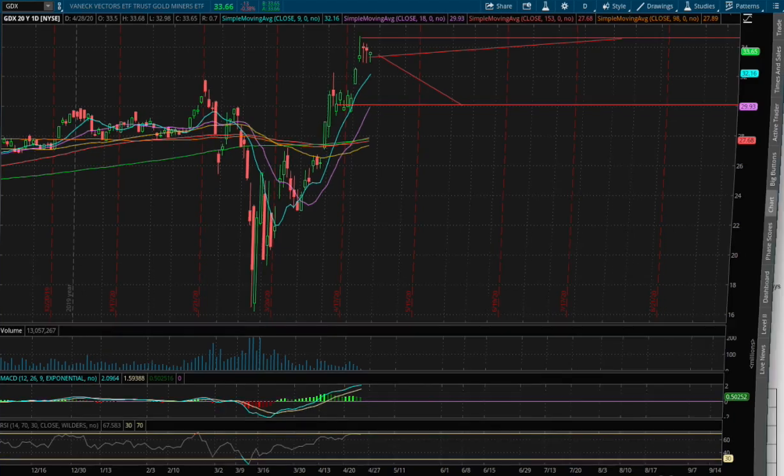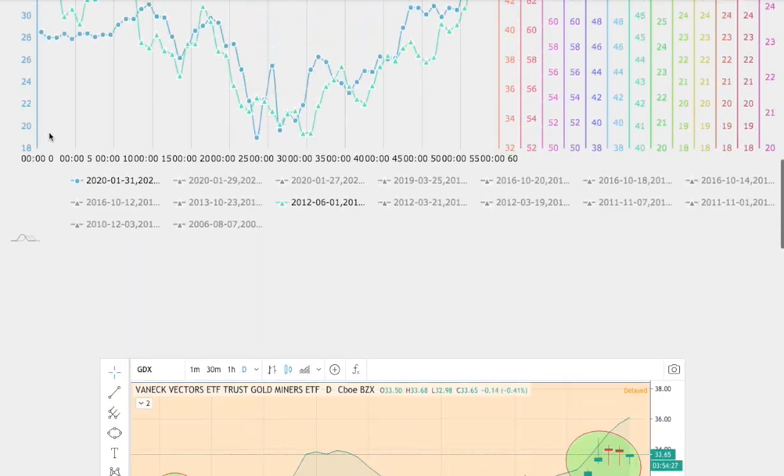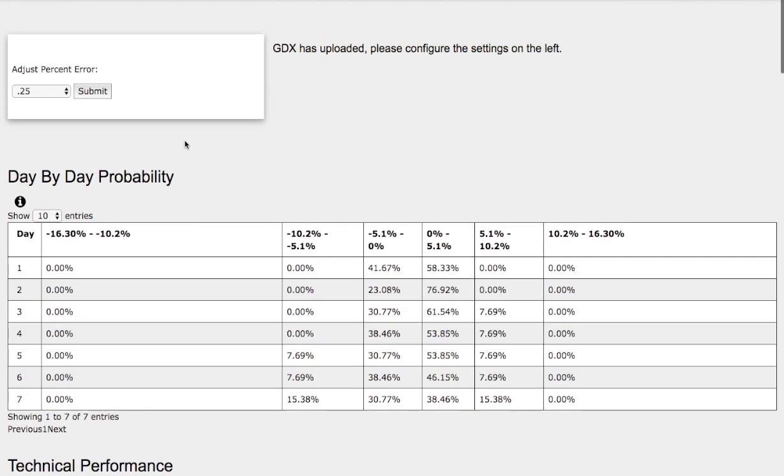But as for the day-by-day probability model, again, this model is now available in the link below, so do check it out. As we progress to the 7th day, we have a 38% chance for gold miners to climb between 0 to 5%. On the extreme case, we have a 15% chance for gold miners to climb between 5 to 10%. On the other hand, we have a 31% chance for gold miners to fall between 0 and negative 5%, and a 15% chance for gold miners to fall between negative 5 to negative 10%.